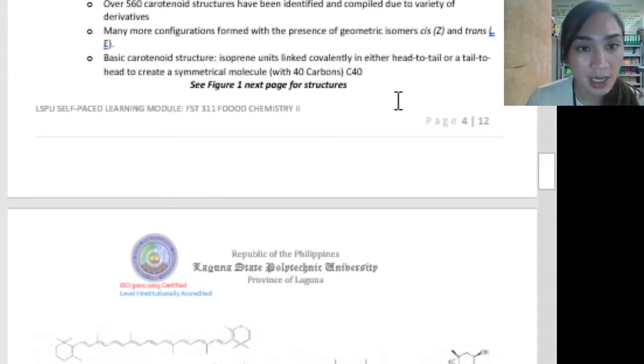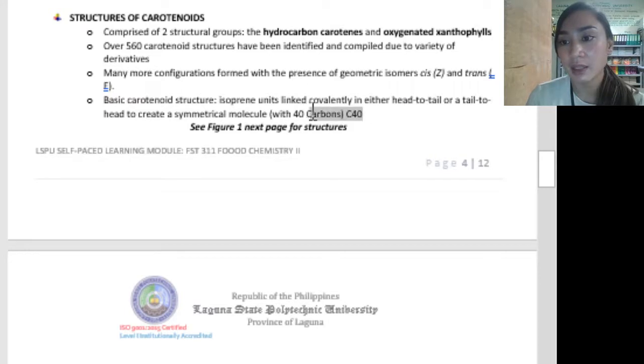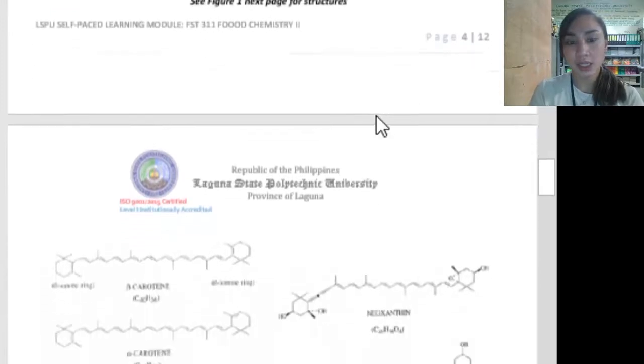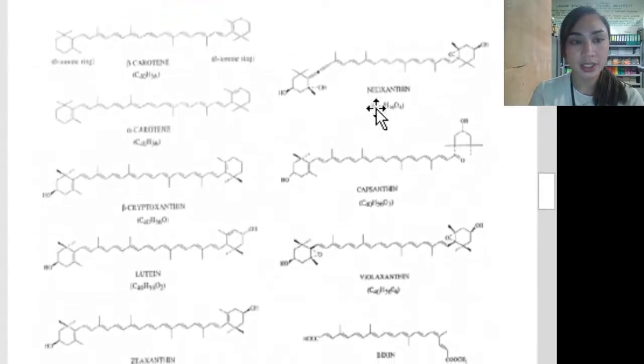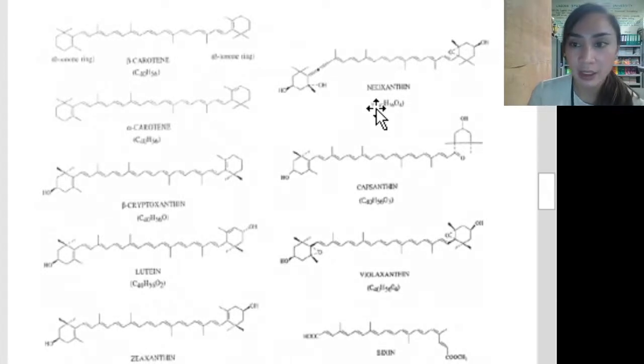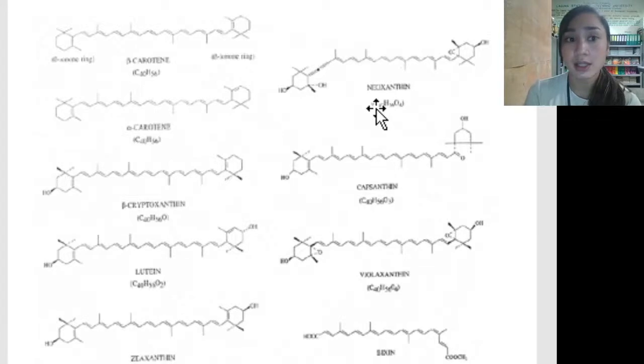So, usually, our carotenoids are made up of 40 carbons. So, nakalagay dyan, C40. Okay, let's look at some of the structures here. Medyo blurred lang, but I hope you can print this out, yung ating module. Sayang kasi yung effort, no?